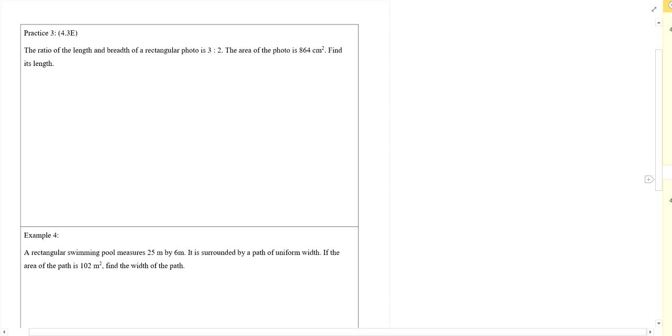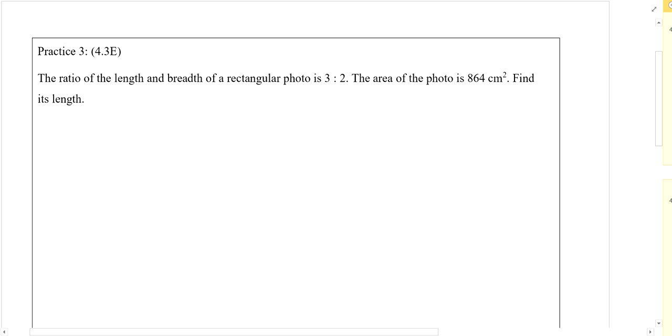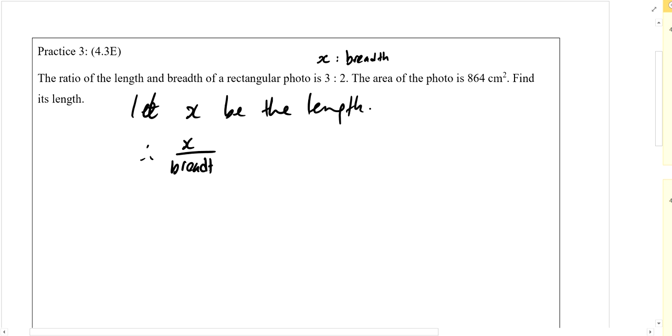Got a couple more questions. Practice 3. The answer for this is 36 cm. So let x be the length. We know the ratio of length to breadth is 3 to 2, so x over breadth is equal to 3 over 2. Okay? So we are converting the ratio to a fraction because it's easier to work with fractions.